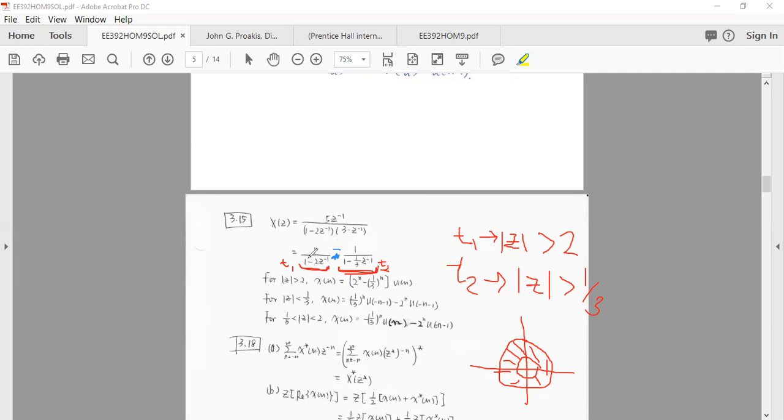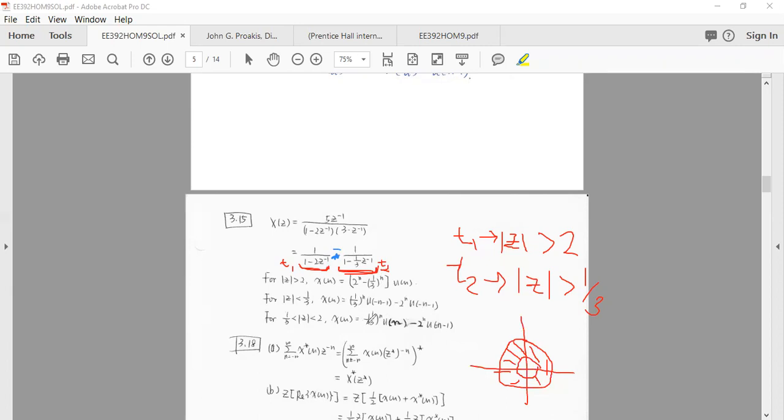So the anti-causal signal of this particular term is minus 2 to the power of n, basically just introducing a minus in front of 2 to the power of n, u of minus n minus 1. This is the term. We get the anti-causal signal of this term and the causal signal of the second term over here.